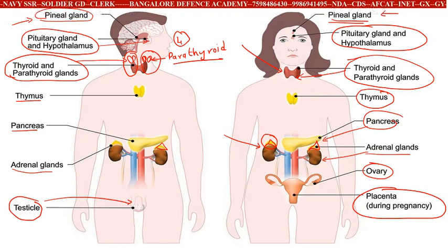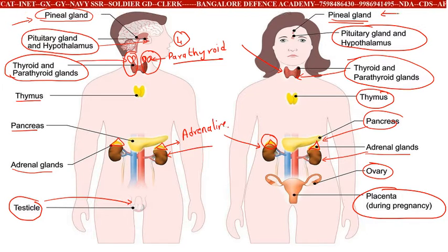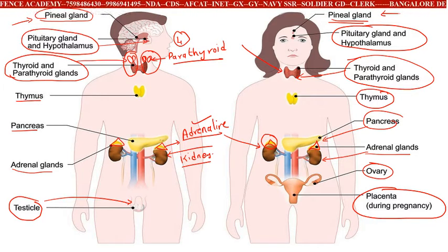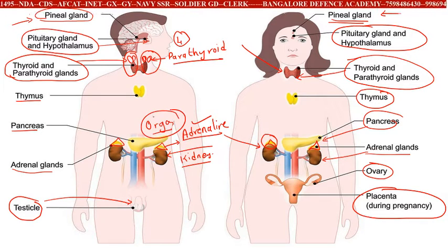Understood? Whenever this gland is functioning or releasing hormone, it is not going to affect that particular organ. So when the adrenal gland releases adrenaline, the kidney is not affected. These are the types of questions asked in your examination: when a hormone is released by a gland situated on an organ, will that organ malfunction? I hope you understood where the different glands are situated in the human body.